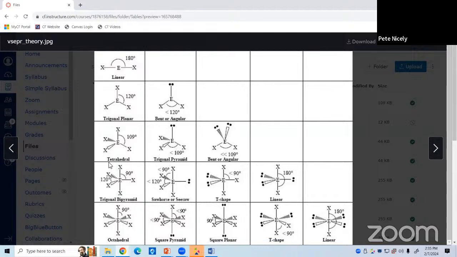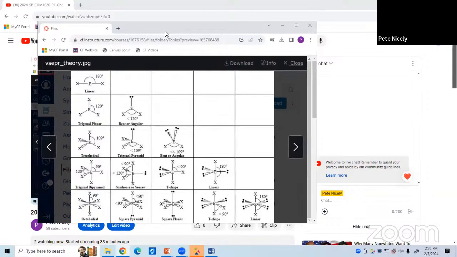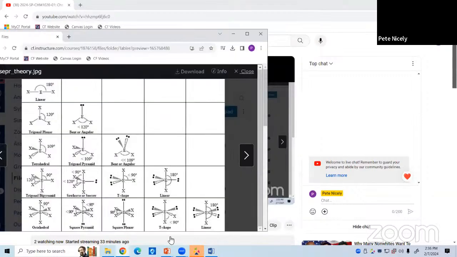So in the case of what we just saw with CCl4, where the carbon is bonded to 4 other atoms and there are no lone pairs on the carbon, that would be the tetrahedral shape. All right? So you'll have access to this table during your future exams, tests, whatever. All right? So let me go back to the PowerPoint.